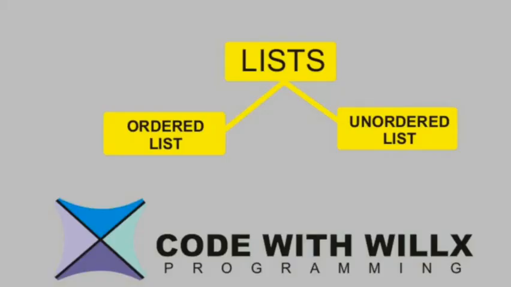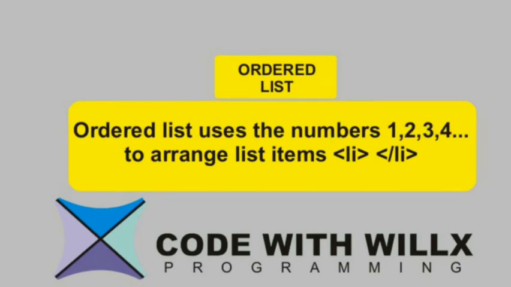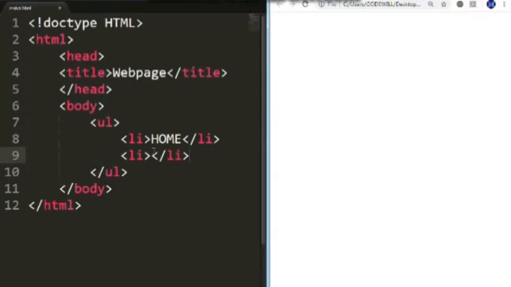To list items in HTML, we either use the ordered list or unordered list. Now, an unordered list uses dots to arrange list items. That is this tag, list item. While an ordered list uses the numbers 1, 2, 3, and so on to arrange list items. So let's look at this now.